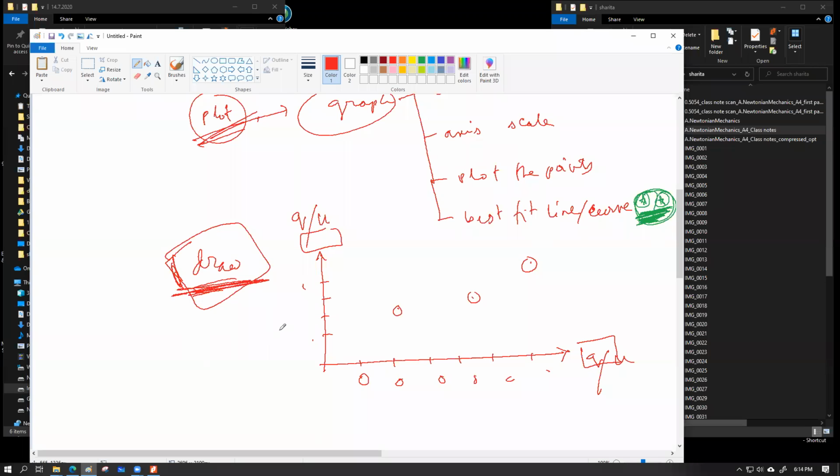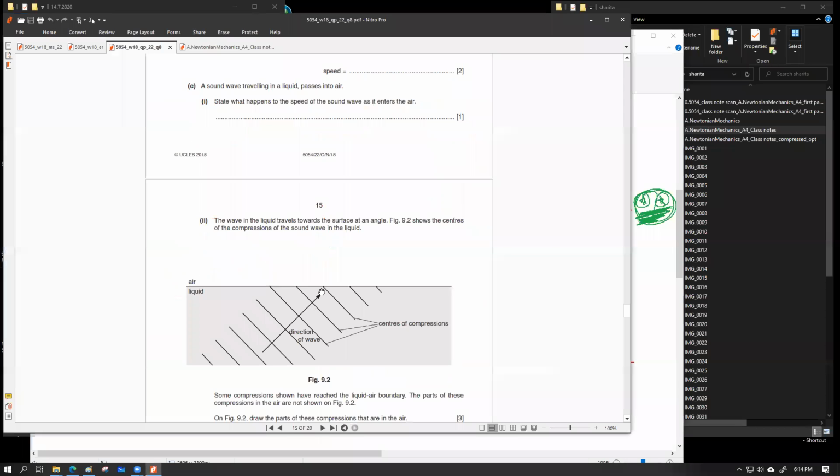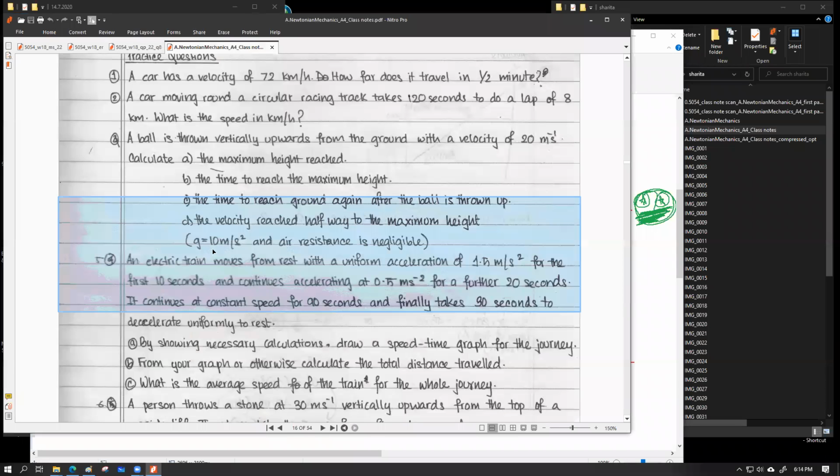So why did I cover this up? Because in this question, it says that an electric train does a lot of stuff, and then it says by showing necessary calculations, draw a speed time graph for the journey. So let's try to understand the journey of this electric train. It is starting from rest, which means what is the initial velocity? 0, right? Initial velocity is 0.